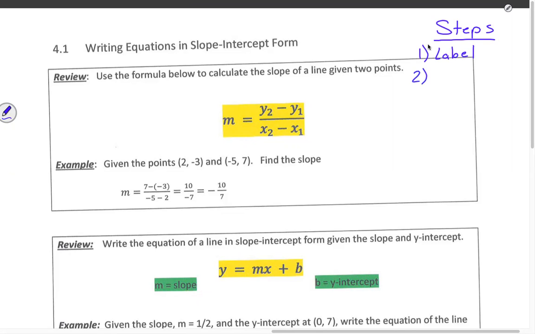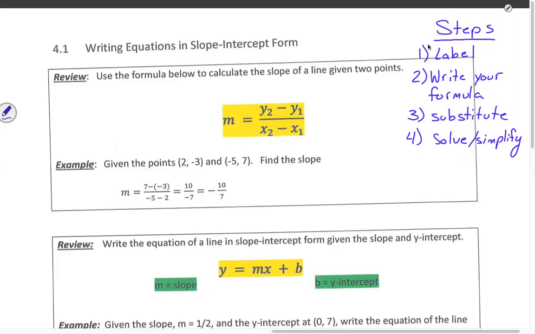Step number 2, okay? This is going to be write your formula. The formula here might be y equals mx plus b, or it might be our slope formula, which is y2 minus y1 over x2 minus x1. Step number 3 is substitute. And step number 4 is solve / simplify.